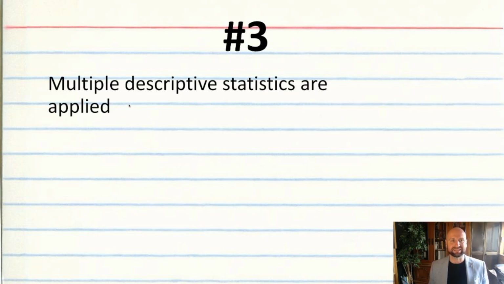Number 3 mistake is multiple descriptive statistics being applied. Now, this isn't necessarily marked down. It doesn't say anywhere in the new rubric that you should use only one, but I would recommend using only one anyway. So you use your mean, median, or mode.